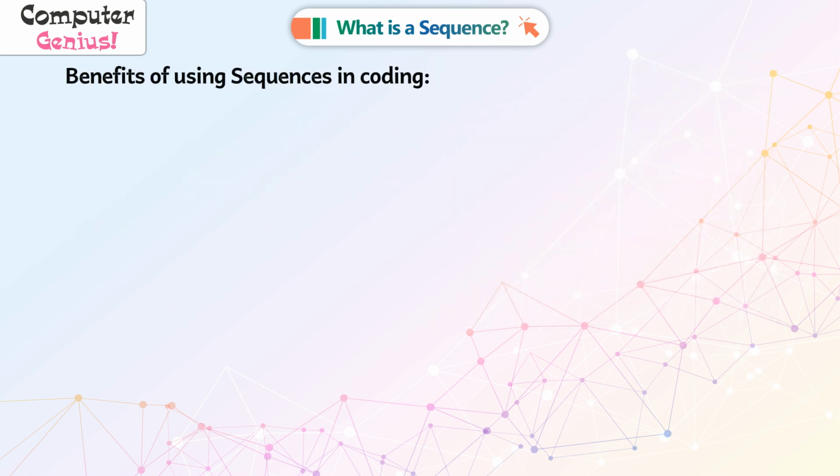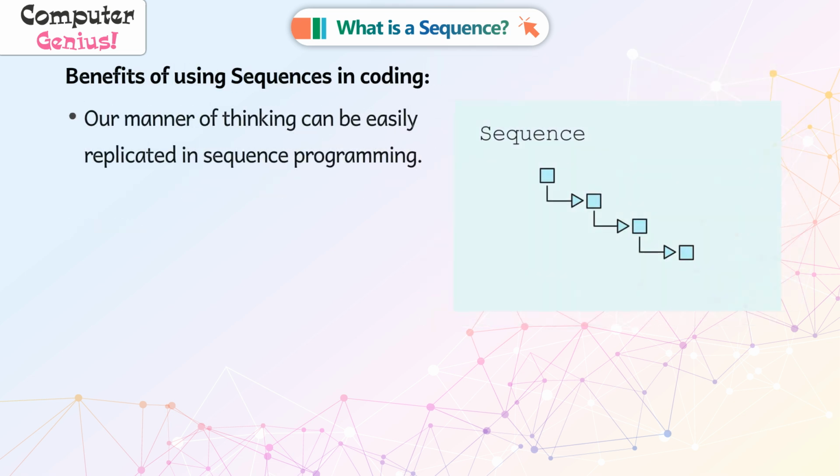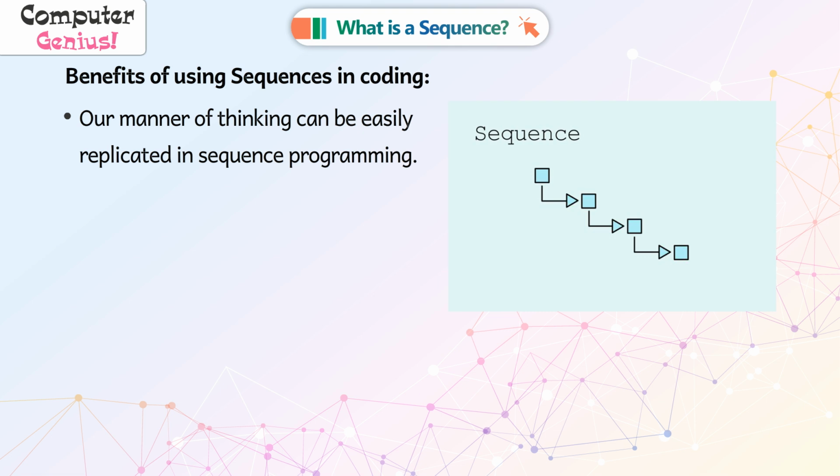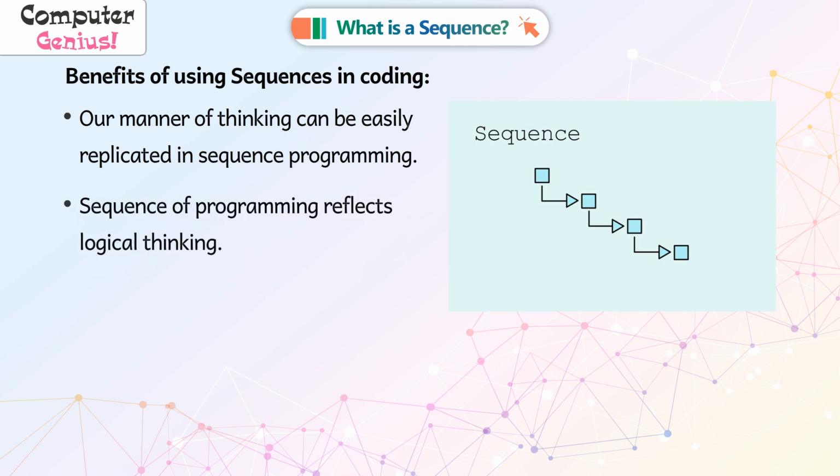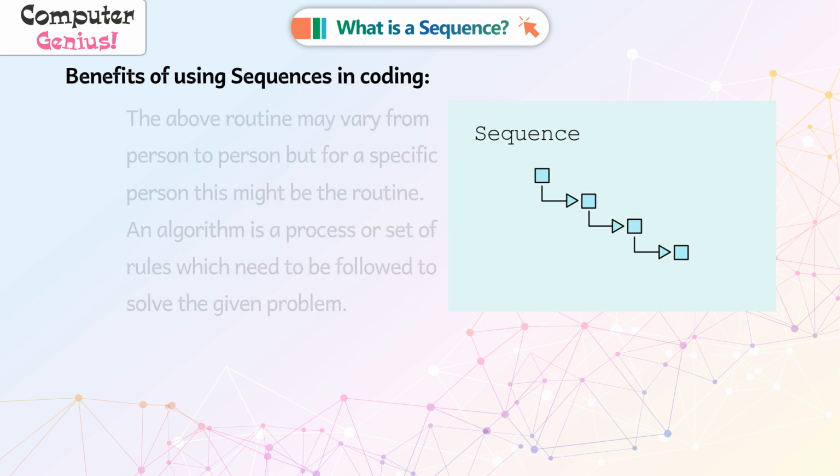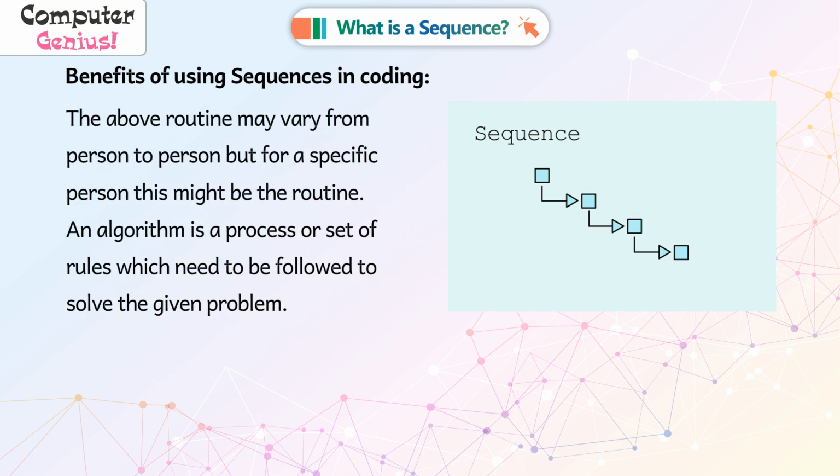Benefits of using sequences in coding. Our manner of thinking can be easily replicated in sequence programming. Sequence of programming reflects logical thinking. The above routine may vary from person to person, but for a specific person, this might be the routine. An algorithm is a process or set of rules which need to be followed to solve the given problem.